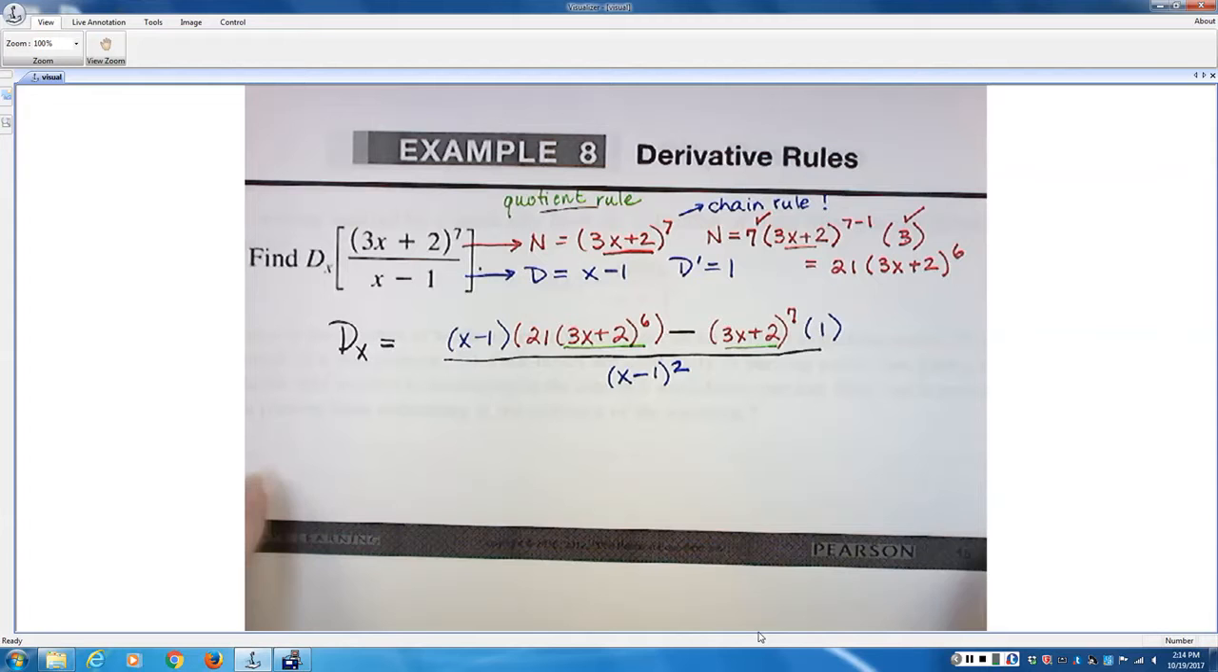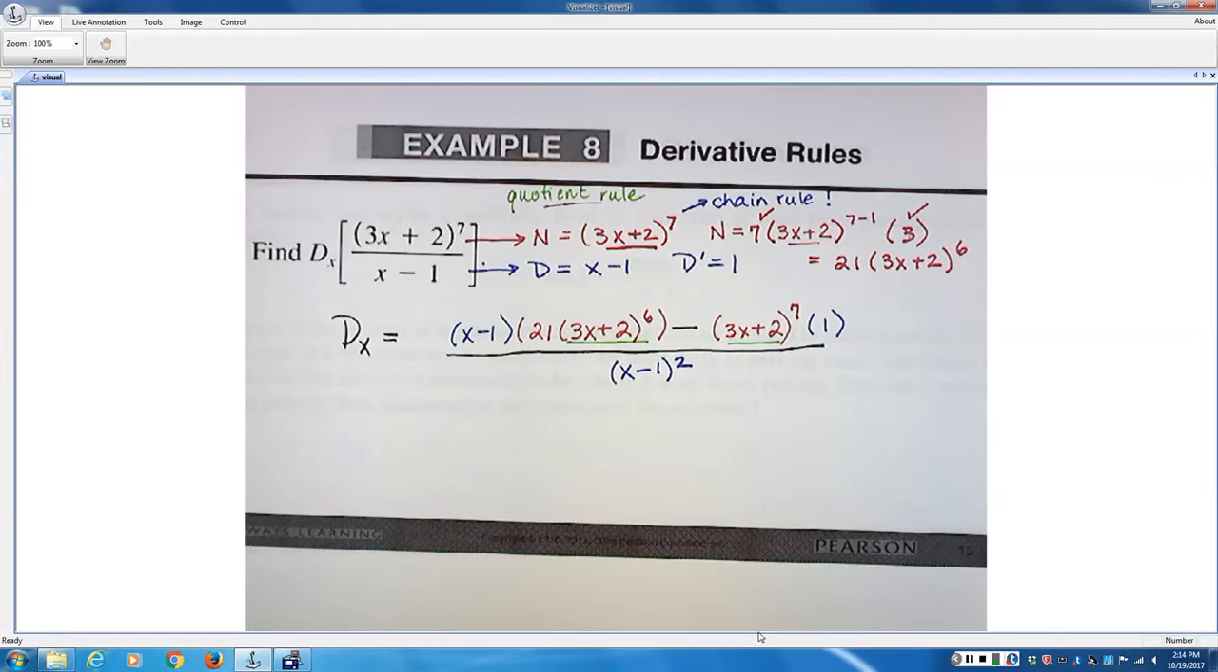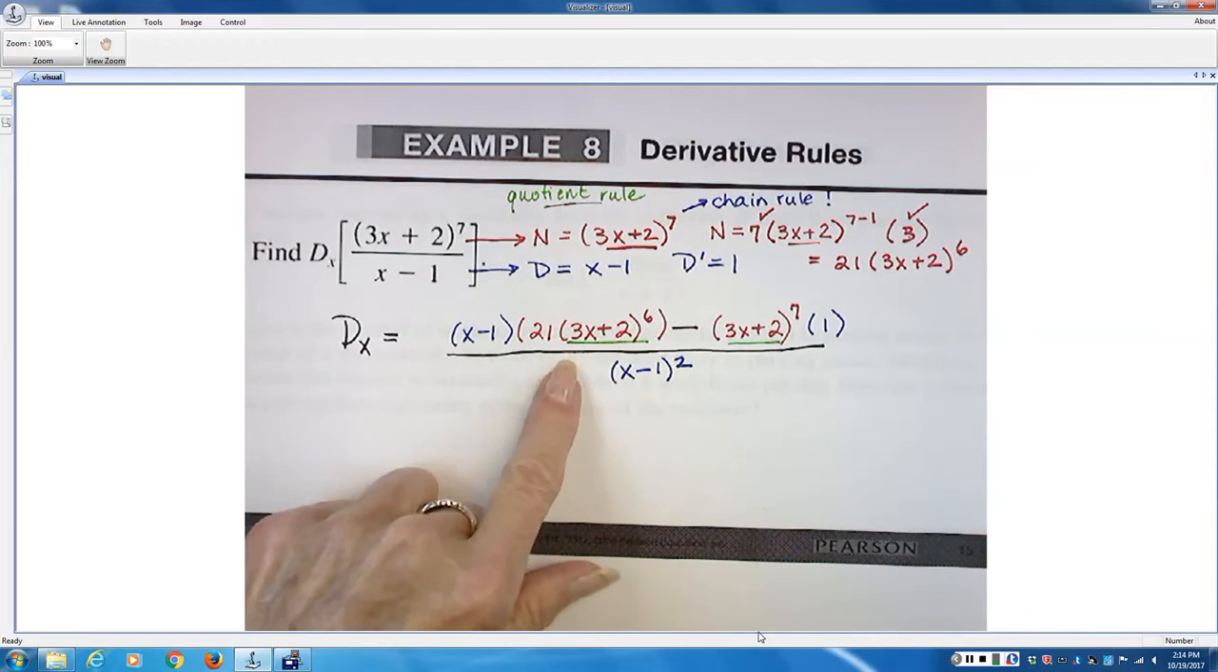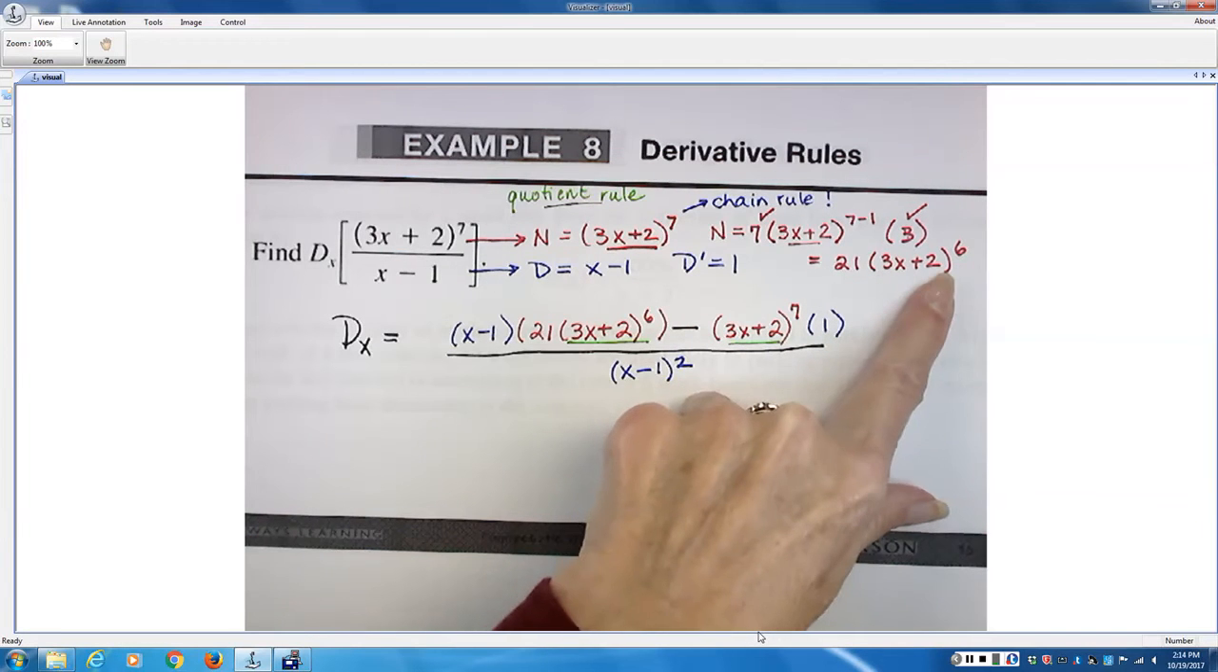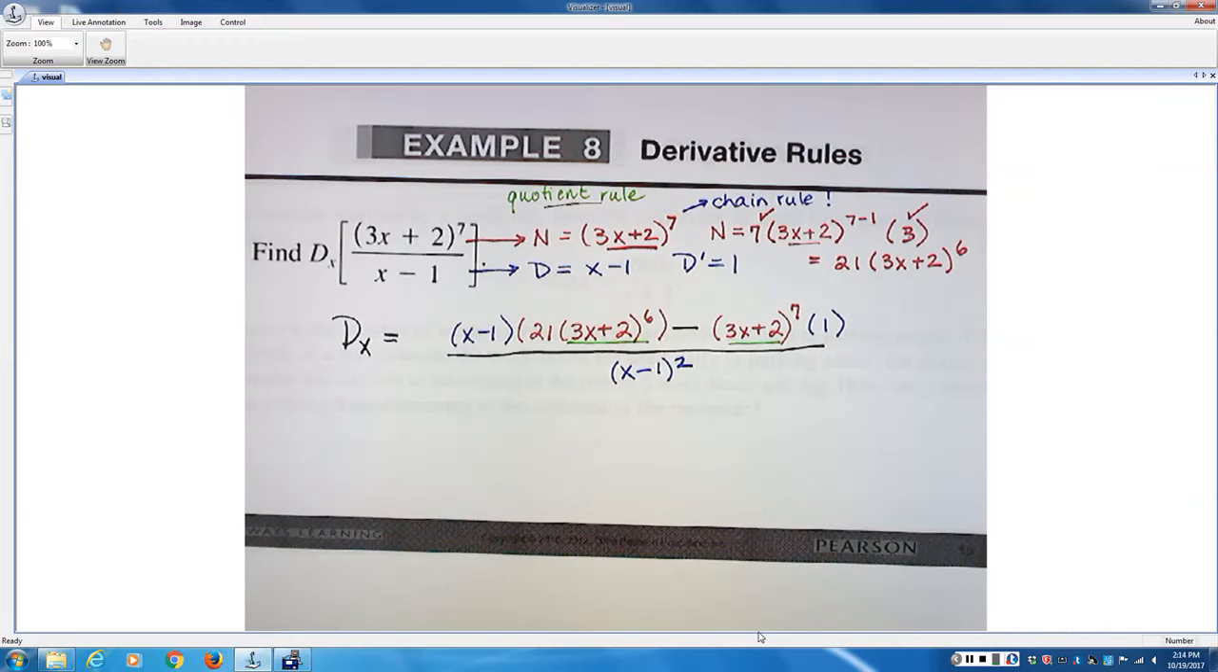That's the only algebra, or only simplification, I'm going to do, enough to make my life easier when I get to this part. We could probably multiply that out, but I wouldn't want to. That'd be a lot of work. Okay? Any other questions?